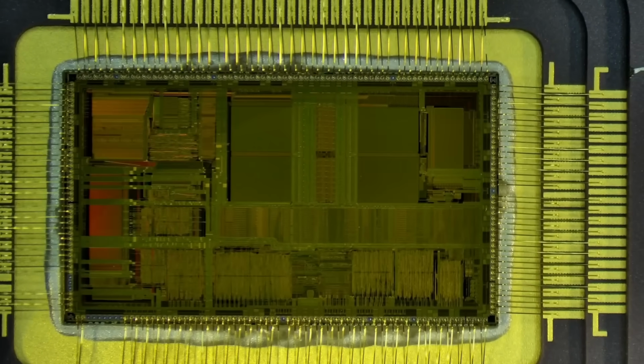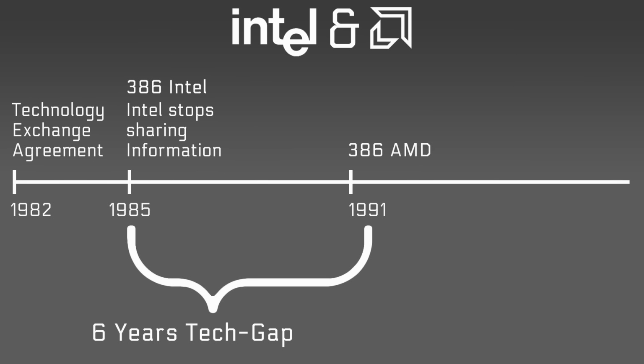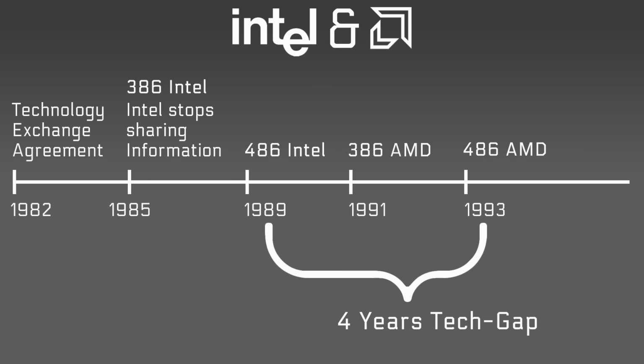The clean room design was also applied for 486 chips because, guess what, Intel also didn't share any specifications with AMD for that chip. And again, AMD was late to the party. The 386 was released by Intel in 1985, and AMD released theirs in 1991. The 486 was introduced by Intel in 1989, and AMD? Well, their version came out in 1993, 4 years later, after painfully reverse engineering Intel's design.